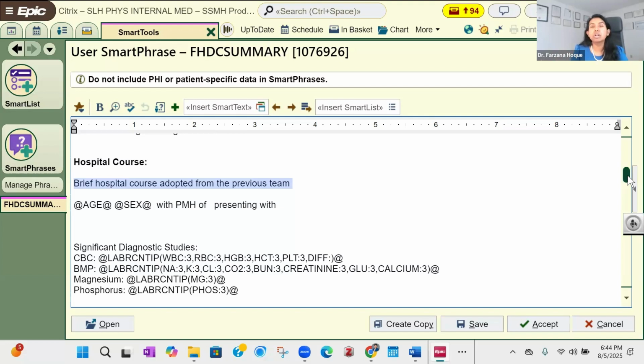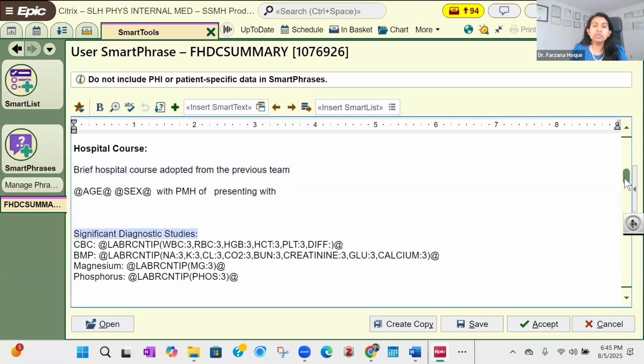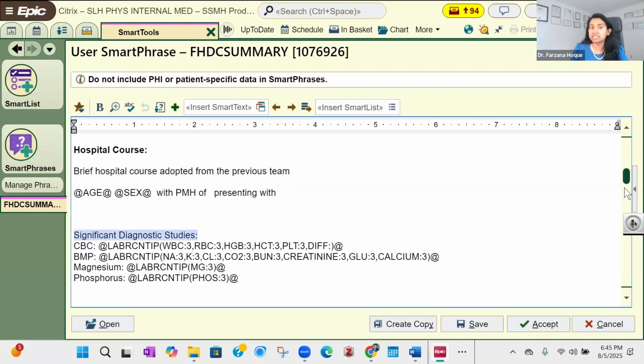And after that, whatever the hospital course, you do not have to write the whole HNP, the whole history and physical. At the same time, the reader of the discharge summary must be able to understand why the patient came to the hospital, what you did, and last, what the patient's condition was and what needs to be done as an outpatient after discharge.